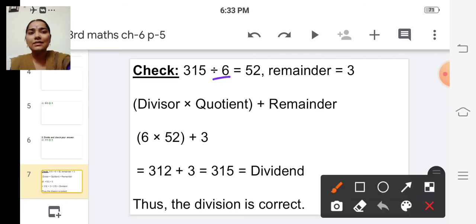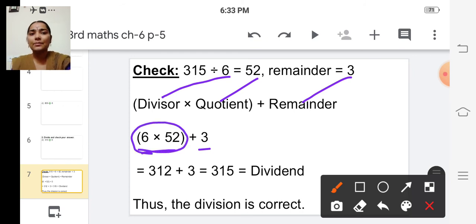So the divisor is 6, the quotient is 52, and the remainder is 3. So 6 into 52 plus 3. First we have to finish this multiplication. Shall we multiply 52 into 6?